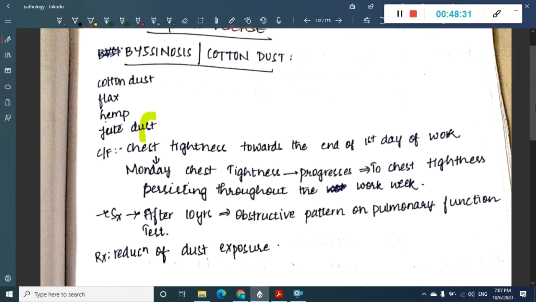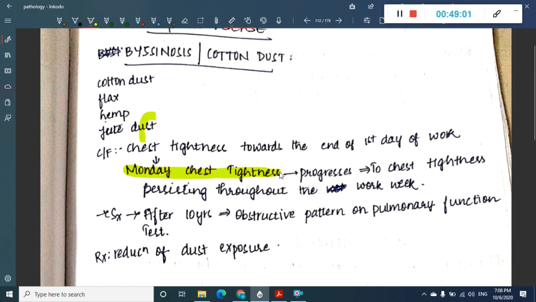There is one name which is given to this, which is called Monday chest tightness. What is this Monday chest tightness? See, think that today is Saturday, and everything is fine the whole week from Tuesday to Saturday. Okay, he went to work, he is completely normal, asymptomatic. He takes rest on Sunday because Sunday is a holiday, so he does not go to work.